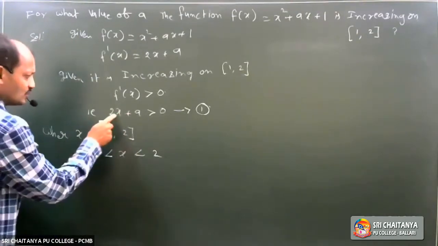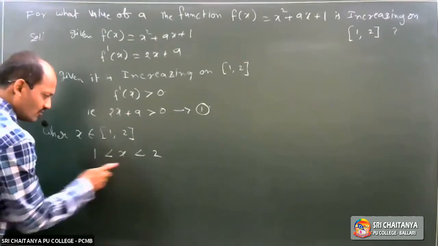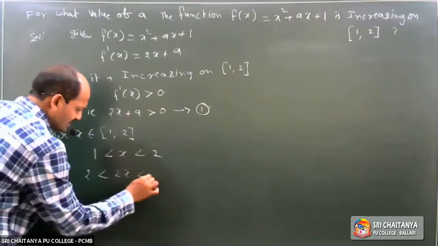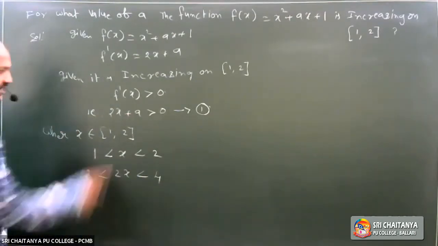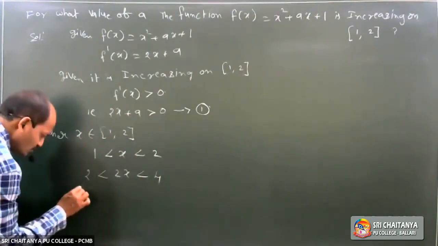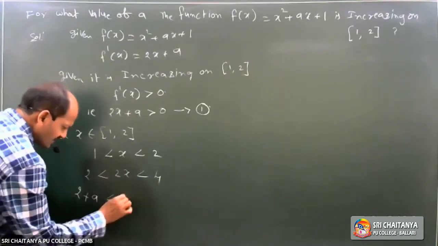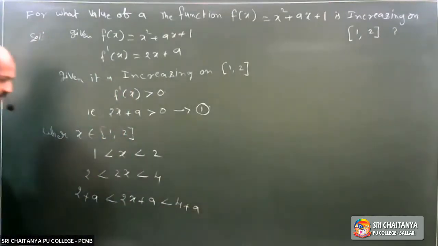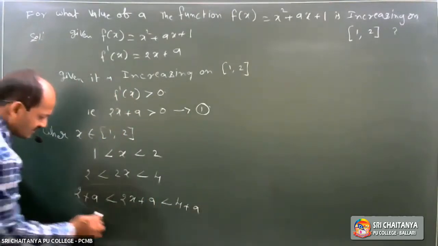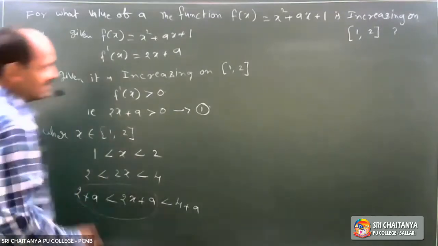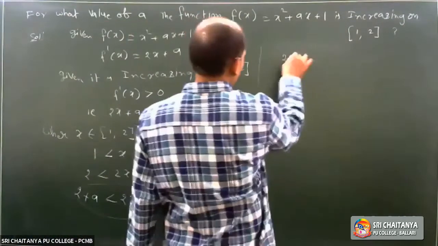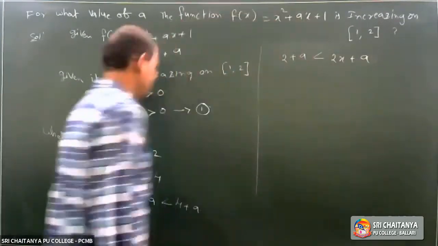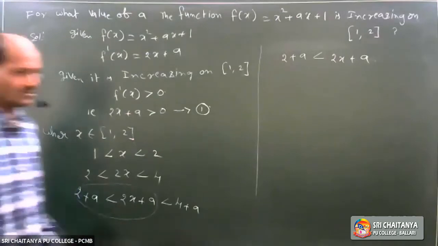Here we have 2x plus a, so throughout the equation multiply by 2. We get 2 less than 2x less than 4. Plus a also. So 2 plus a is less than 2x plus a is less than 4 plus a. Consider these two values: 2 plus a is less than 2x plus a.